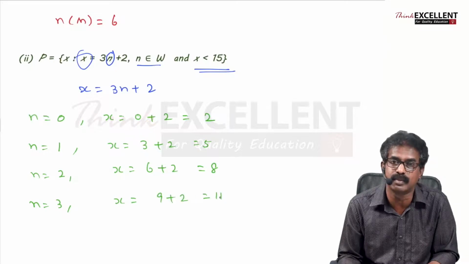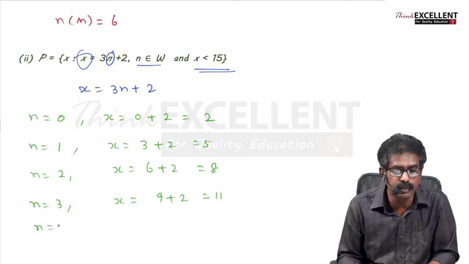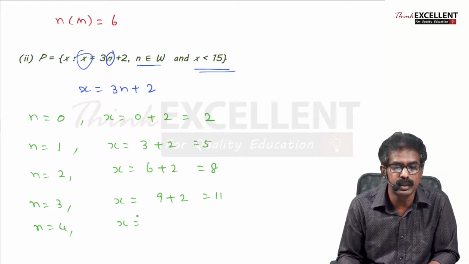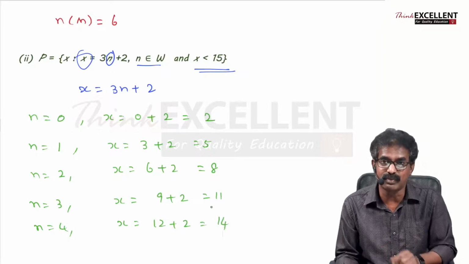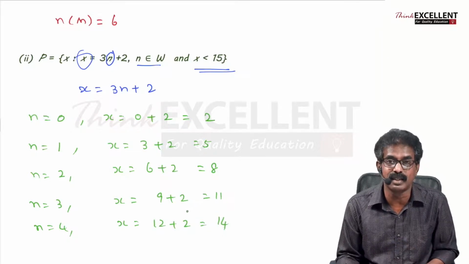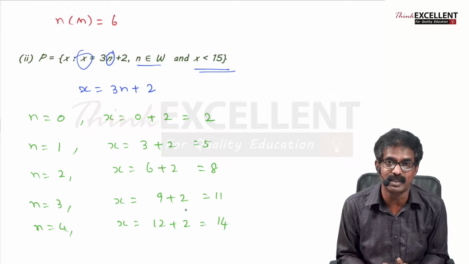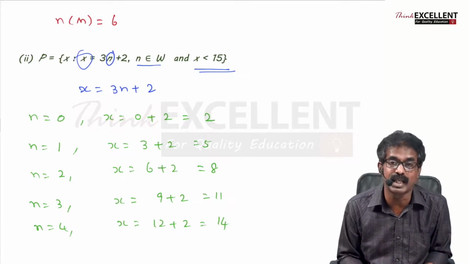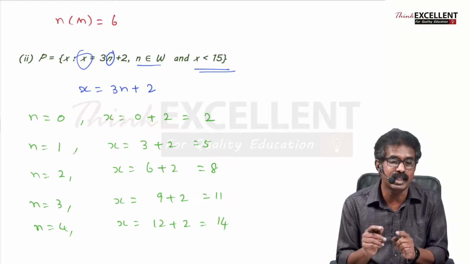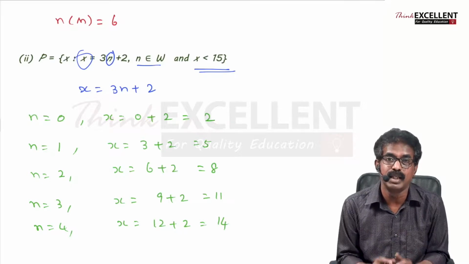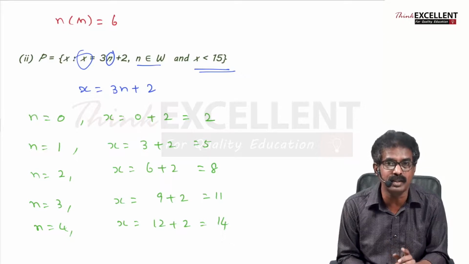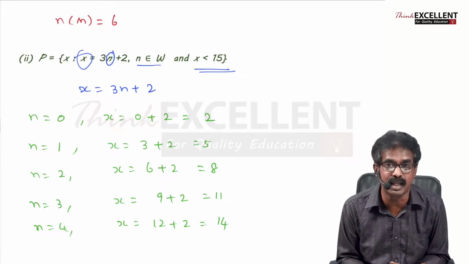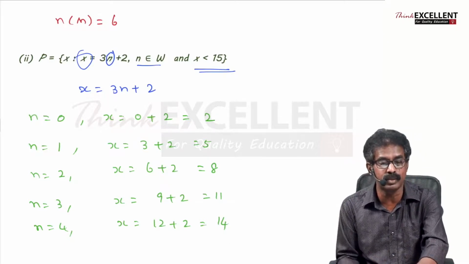You can take that. n equal to 4, x equals 3 into 4, 12 plus 2. 12 plus 2, can you take 14? Yes, you can take it, less than 15, yes. So you can take all these. Less than 15, up to 14 you got it. So next you cannot take. Why? If you take n equal to 5, what is the x value? 3 into 5, 15 plus 2, 17 you will get. You cannot take it because it is not less than 15. Okay, so these are the values.